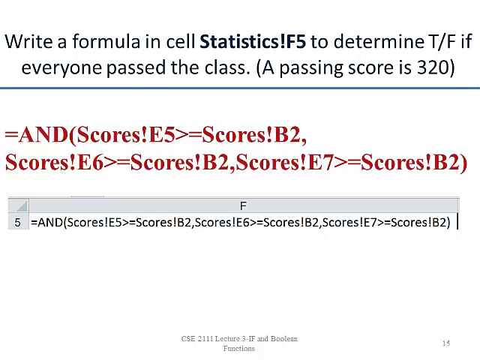So if Scores E5 is greater than or equal to B2, which means this person passed the class, which is Led Zeppelin, then that will return a true. Comma, if Scores E6 is greater than or equal to Scores B2, that'll be a true. If Scores E7 is greater than or equal to Scores B2, that will be a true. If all of those 3 arguments evaluate to true, then the statement will evaluate to true, or it will display a true in the cell.